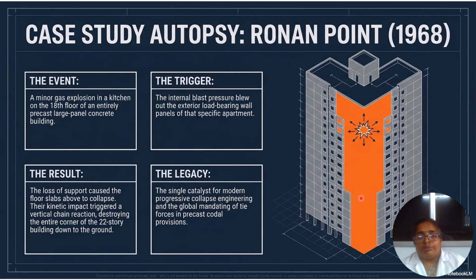So from this case study, we can know that there should be an appropriate number of ties available, so that losing a single column or a beam or a specific component would not damage the entire building. In this case, a gas explosion on the 18th floor of one apartment causes the entire side of the building to collapse.